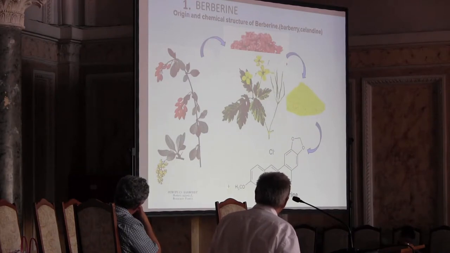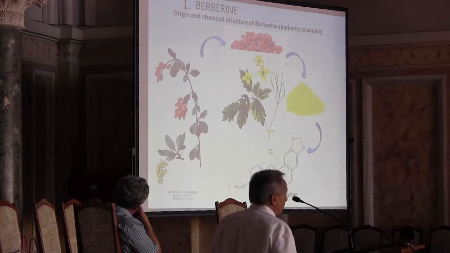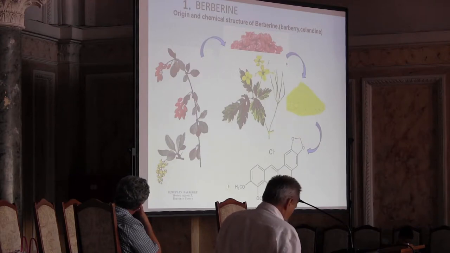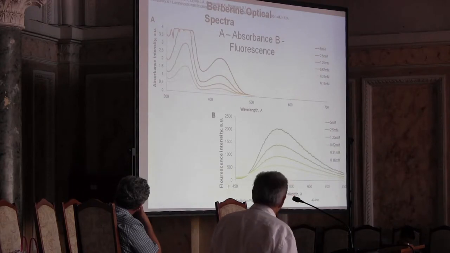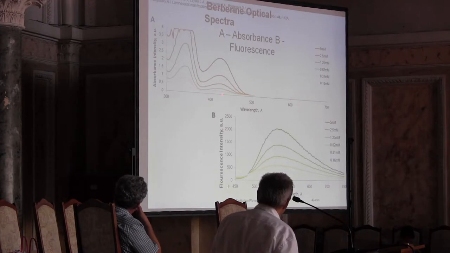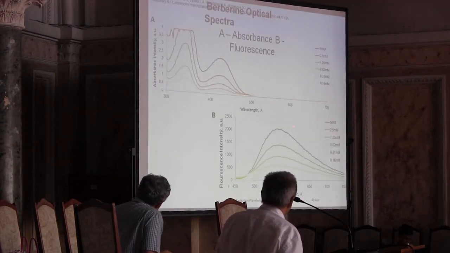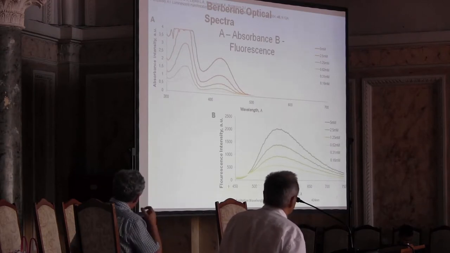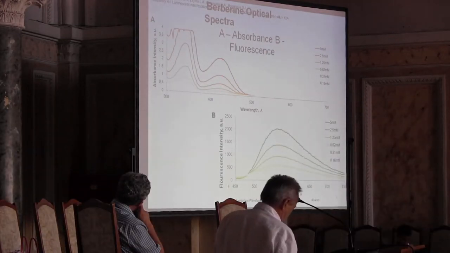Plant origin. This is from berberine, and celandine. In Ukrainian, this is berberine. So, these are the optical spectra of this molecule. This is absorption, you see here, the first absorption band is near 430 to 440 nm. The yellow color of this plant is connected namely with this absorption spectrum, and green fluorescence appeared when you excite the system in this way.